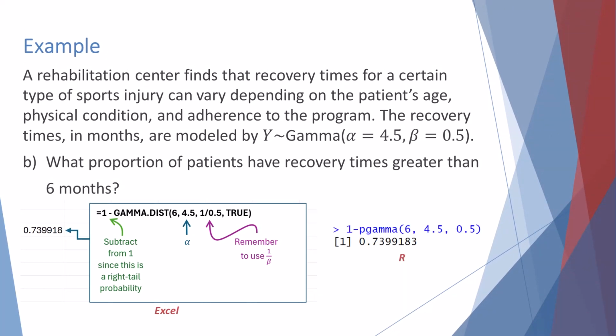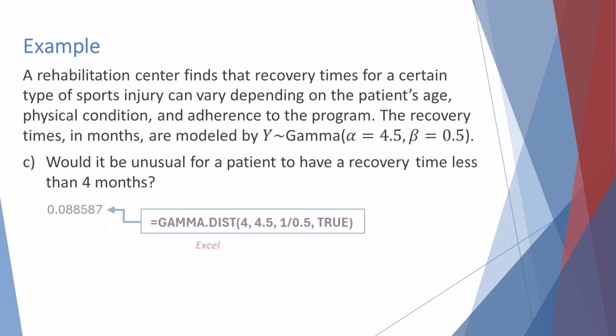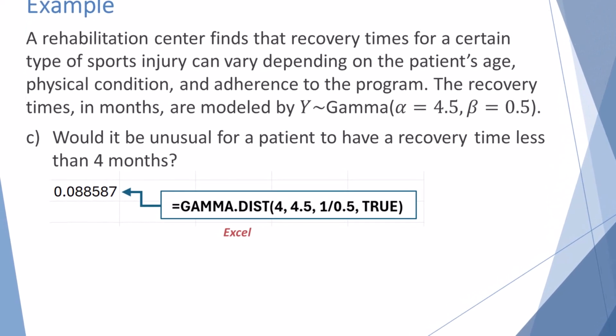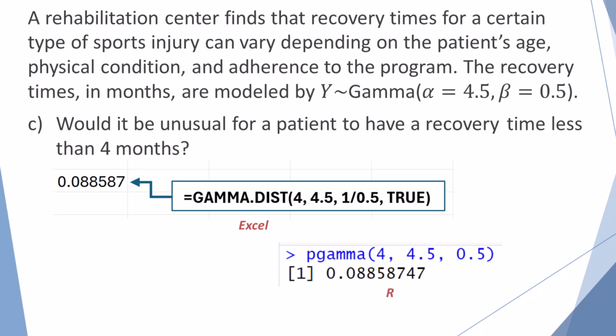And I'll note here that we could also have used the pgamma command in R to find this. Would it be unusual for a patient to have a recovery time less than 4 months? Again, we'll use the gamma.dist command in Excel. We find the probability to be 0.088587, which is somewhat small, but likely not quite to the point to where we would call it unusual. And again, we could have found this probability in R.